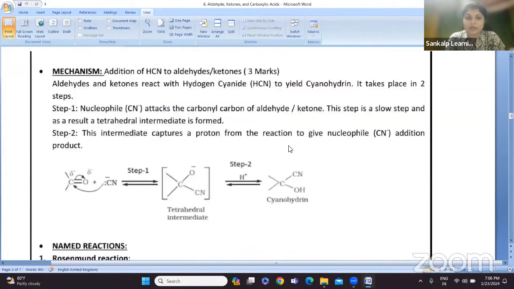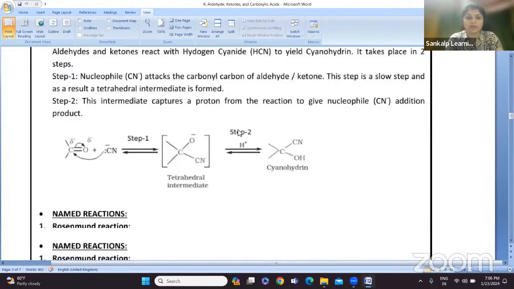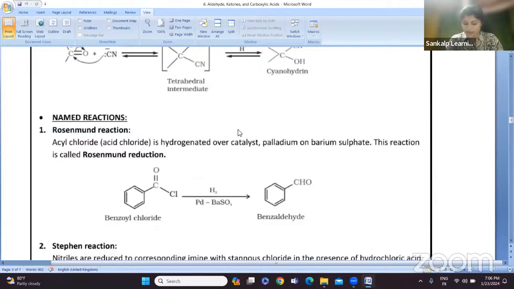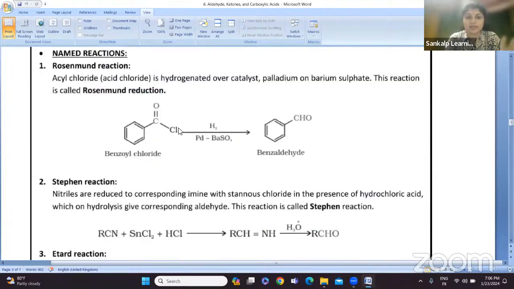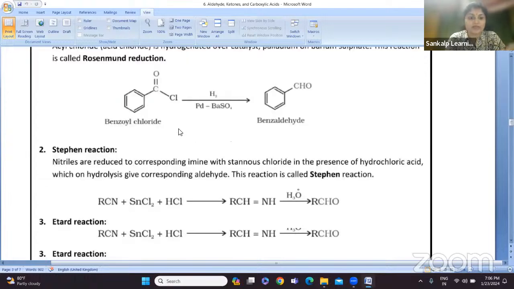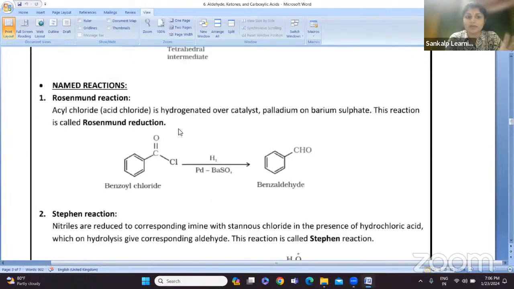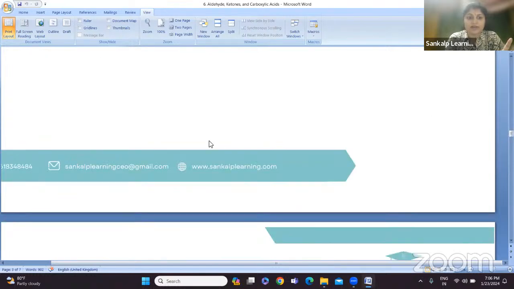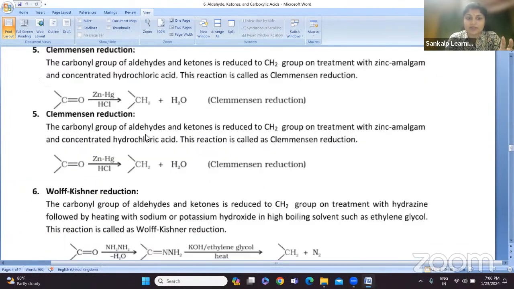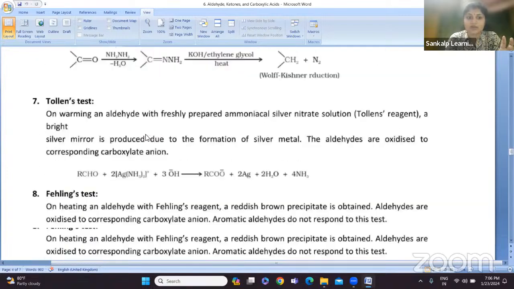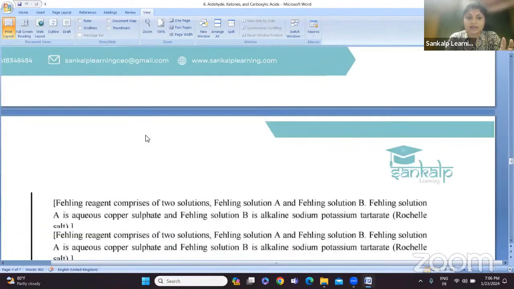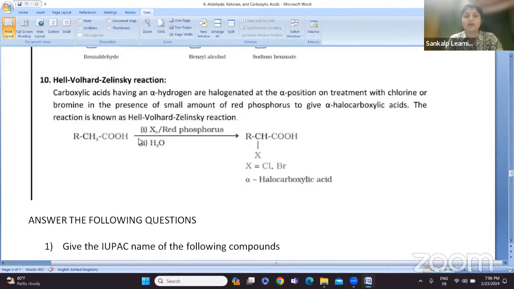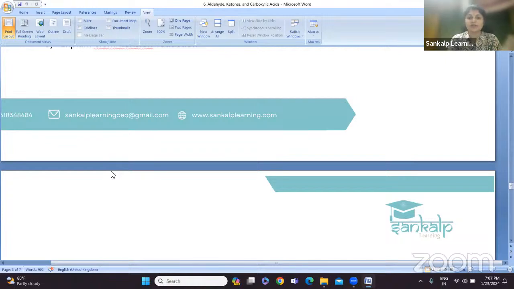Please go through the named reactions which we have studied. Addition of hydrogen cyanide to aldehyde and ketone is a 3-mark question. Very important named reactions: Stephen reaction, Etard reaction, Rosenmund reaction, Wolff-Kishner reduction, Clemmensen reduction, Tollens test, Fehling's test, Cannizzaro reaction, Hell-Volhard-Zelinsky reaction. These are the direct questions which we have seen.